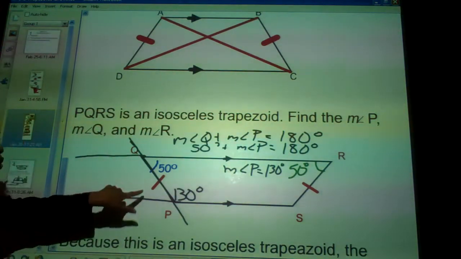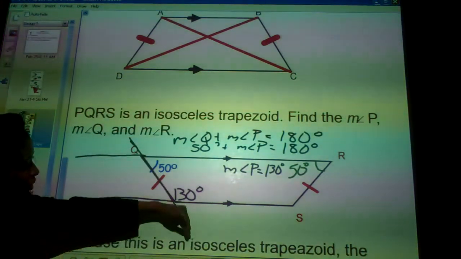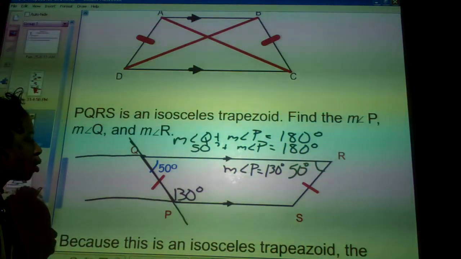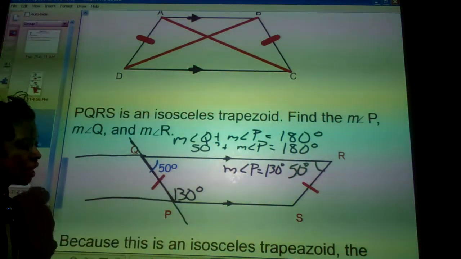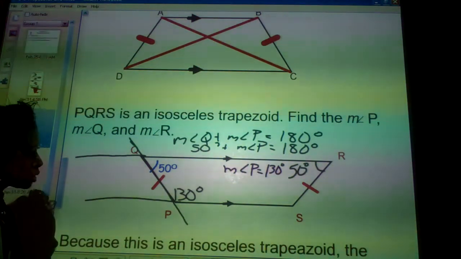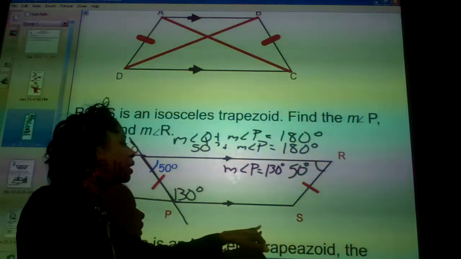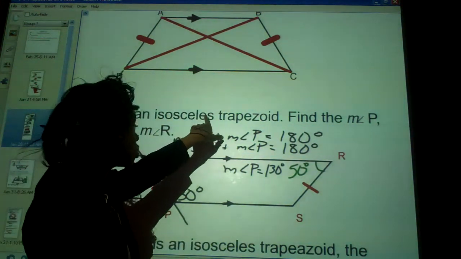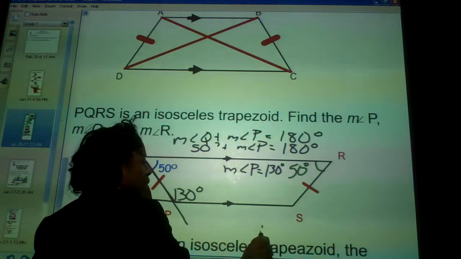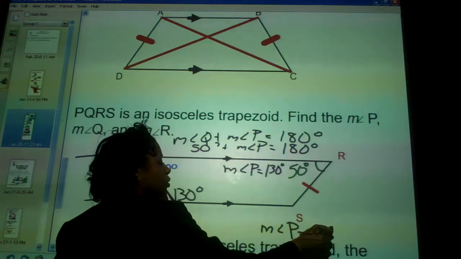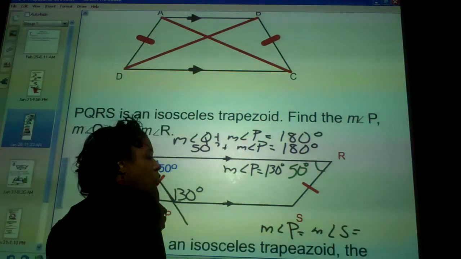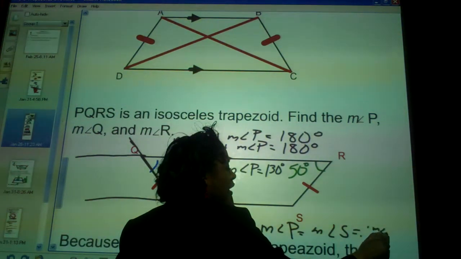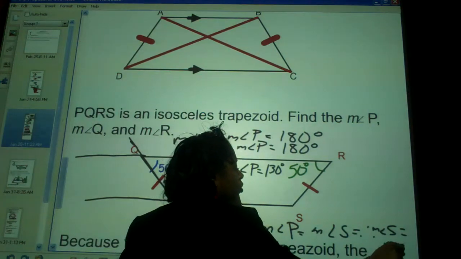Now this is old school where I went back to parallel lines being cut by the transversal QP. You have to go back and review. That's old school. Okay? Consecutive angles, theorem for parallel lines. And because angle P is a base angle on an isosceles trapezoid, that automatically means that the measure of angle P is equal to the measure of angle S. Therefore, and I'll put the 3 dots to mean therefore, the measure of angle S is equal to 130 degrees as well.